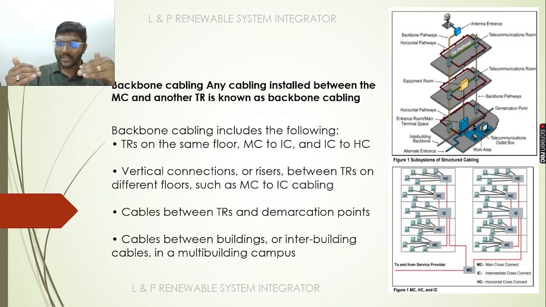And if you are going for vertical connections or risers between the telephonic rooms on different floors, such as main cross connect to intermediate cross connect cabling, the cabling between the telephonic room and the demarcation point, and the cables which run between buildings, or inter-building cabling in multi-building campuses. It means we are defining what the backbone cables are. Simple: any cabling which runs between the main cross connect and the telephonic room is a backbone cable.